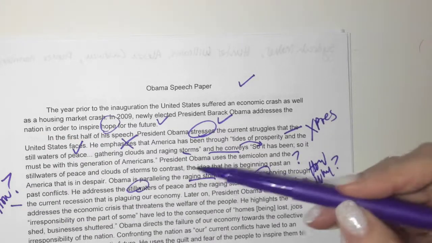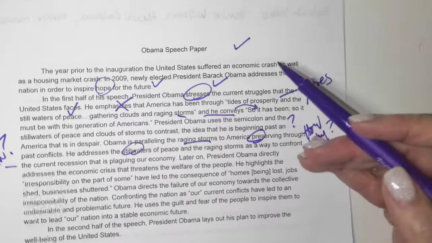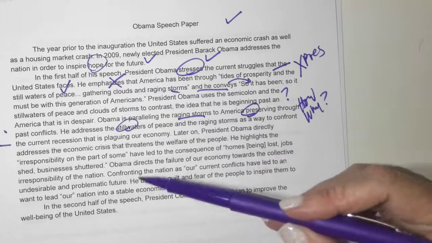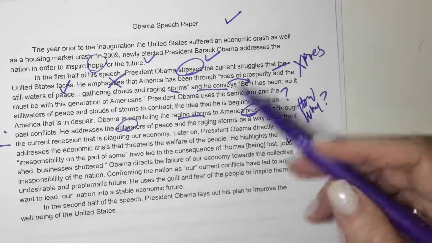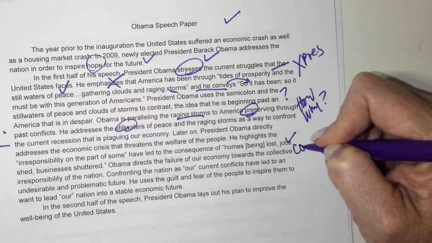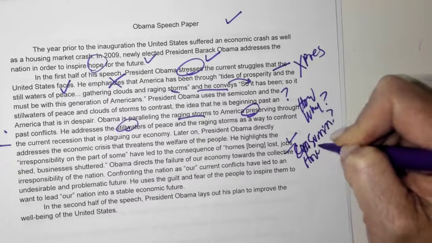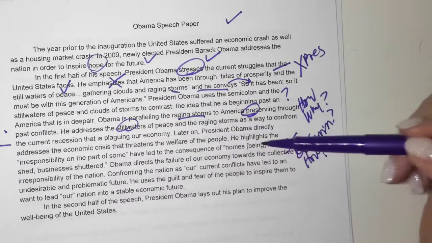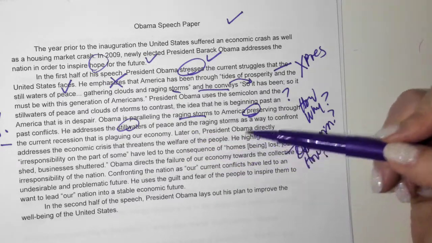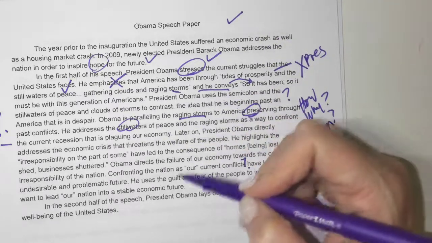Later on, President Obama directly addresses the economic crisis that threatens the welfare of the people. He highlights the irresponsibility of the part of some have led to the consequences of homes being lost, jobs shed, business shattered. Obama directs the failure of our economy towards the collective irresponsibility of the nation. That's summary. How does the language do that? Confronting the nation as our current conflicts have led to an undesirable, problematic future. He uses the guilt and fear of the people to inspire them.